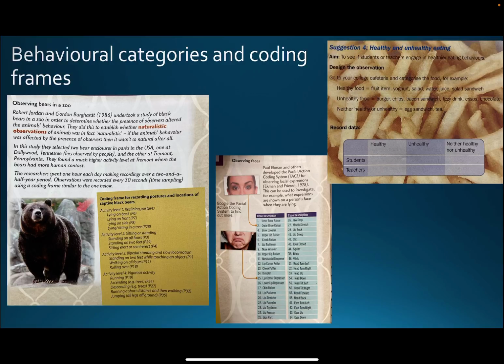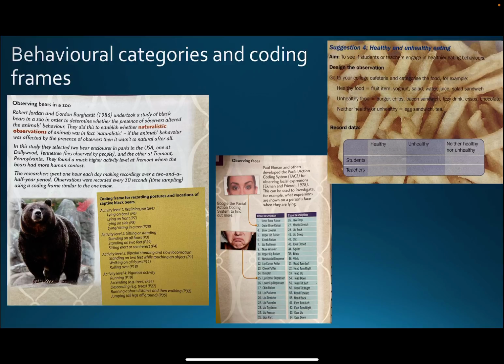You can see there on the left about the bears in the zoo. They were looking at and doing a naturalistic observation of the animals, the bears, and their behaviour in a bear enclosure. If you look there, you can see the behavioural categories that they have chosen. They have all sorts of different activity levels, lying on back, lying on front, lying on sides. These are all these things they're expecting to see in their observation. Different types of activity level and different activities within those. Those are examples of behavioural categories.